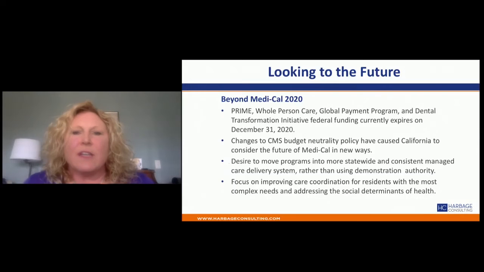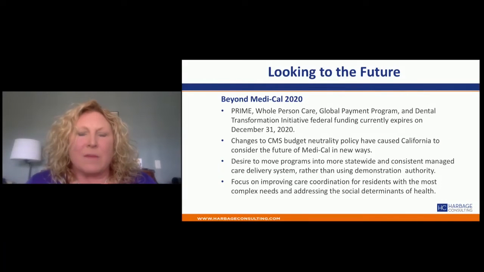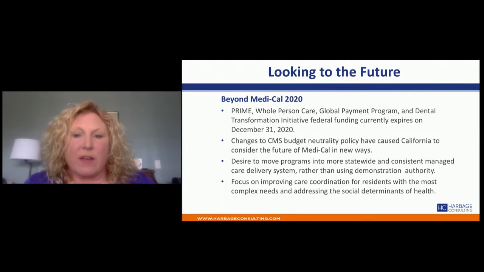So looking to the future, as mentioned, the four main initiatives, most of the initiatives going on right now, all expire at the end of December 2020. So it is time to start to think about things in a different way. I just mentioned that the state is definitely trying to think about how to leverage its mature managed care system in a more statewide way, rather than county by county different pilots and demonstrations and different adoptions of initiatives. And really the focus is improving care coordination for residents with the most complex needs and addressing the social determinants of health. Those are, nationally, I think, two of the really big issues in the Medicaid discussion today.